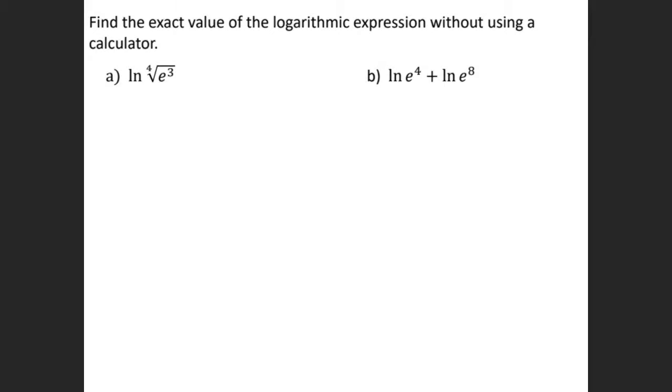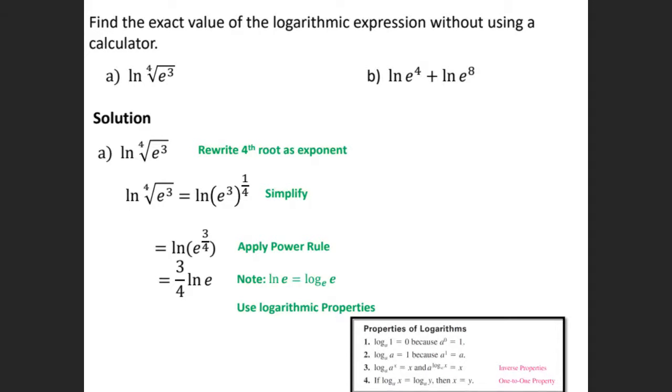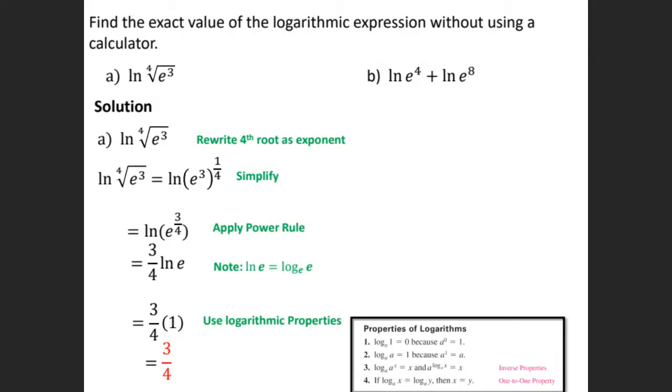Okay, so let's look at the first one: natural log of the fourth root of e to the third power. The first thing that I want to do for A is convert that fourth root into an exponential form, that is e to the third, to the 1/4. Now I can use my power rule, and that's going to give me the natural log of e to the 3/4 power. Now I apply my power rule, and that's going to give me 3/4 times the natural log of e, and I know the natural log of e is 1, so my answer is just going to be 3/4. Yes, 3/4.